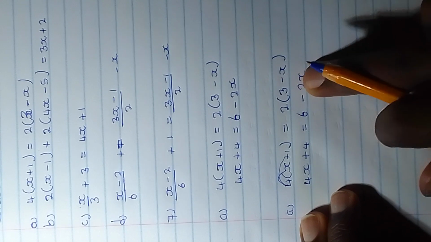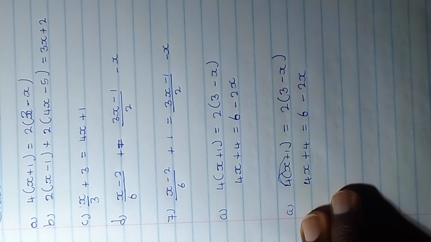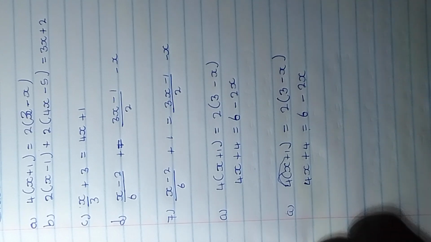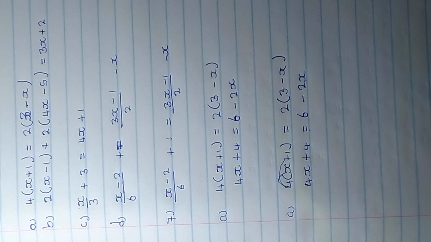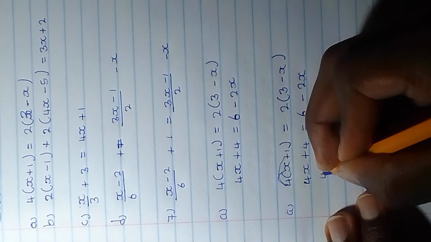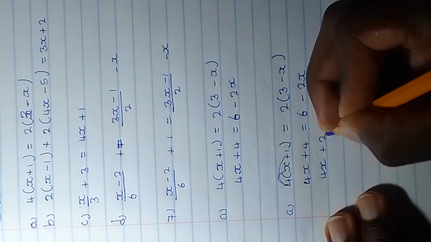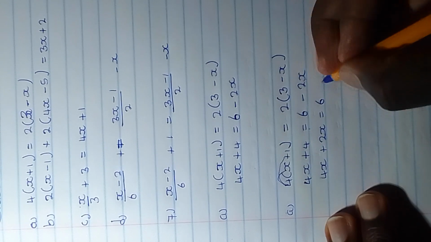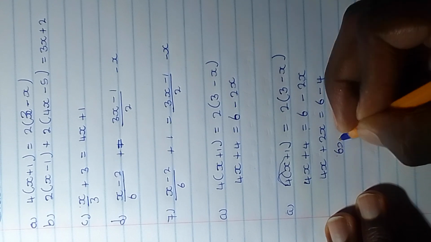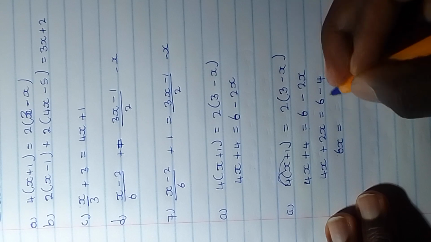So I'm going to take this 2x and jump it to this side. One rule: when a number jumps over an equal sign, the original sign of that number changes. If it is negative, it becomes positive. If it is positive, it becomes negative. So we're going to have 4x plus 2x equals 6. This 4 comes to this side, which is going to be negative. Then we add everything, which becomes 6x equals 6 minus 4, which is 2.